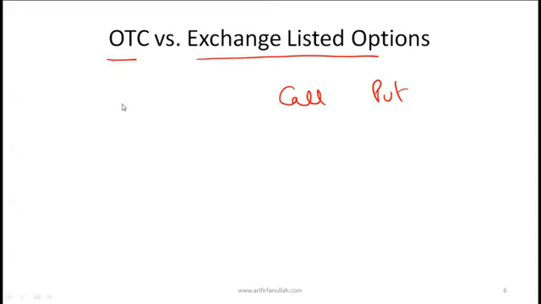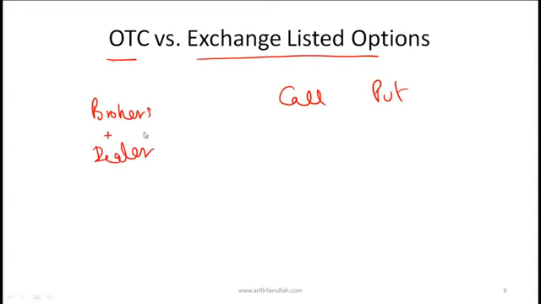Historically, call and put options were bought and sold in the over-the-counter market. In the over-the-counter market, we have basically brokers and dealers. So in the old days, at least in the US, if somebody wanted to buy a call option, he had to go to a dealer, and that dealer might have been some financial institution, and he would have had to buy an option from that dealer.